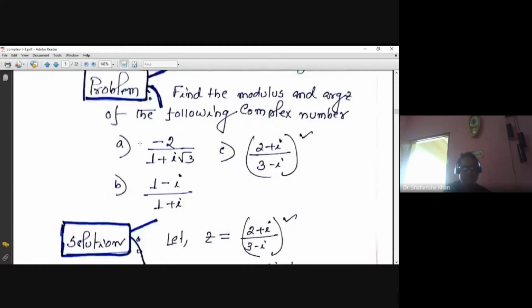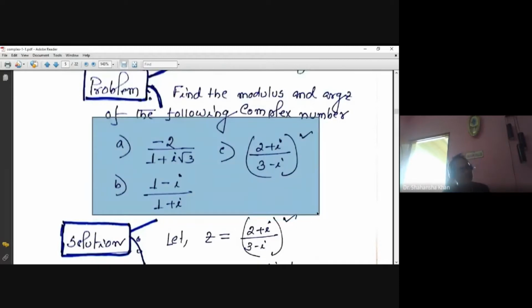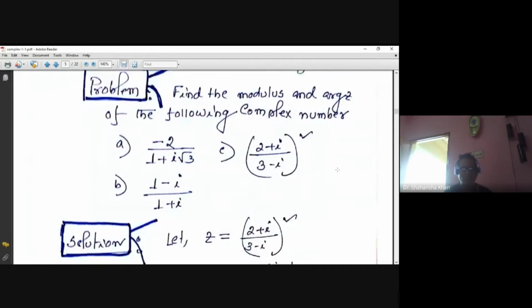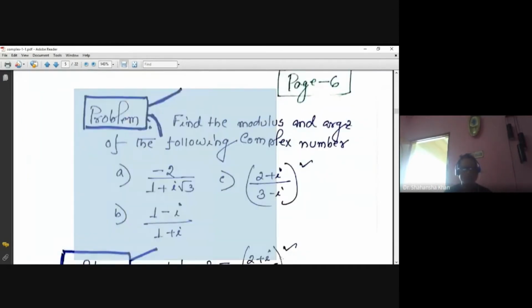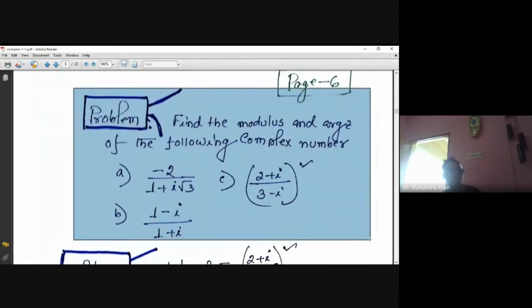You can note down the maths, friends. Find the modulus and argument of the following complex number. When you have finished, you can knock me, sir, have done. Then I can scroll and we can go to the next slide.